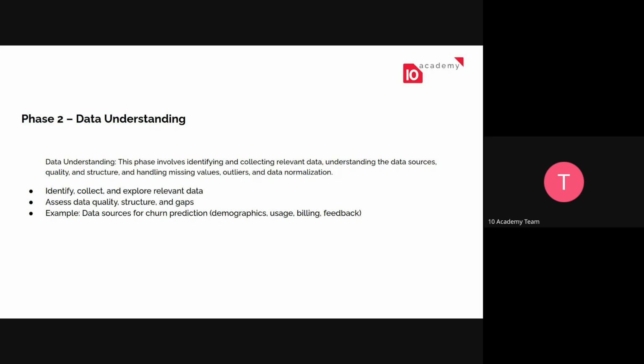So identify, collect, and explore relevant data, and assess data quality, structure, and gaps. Take the data sources for churn prediction, for example: the demographics, in which area the data were collected, the usage, the billing, and the feedback.